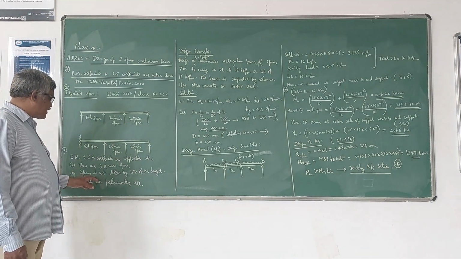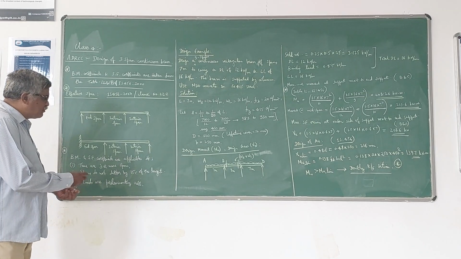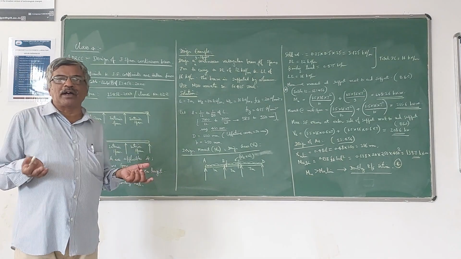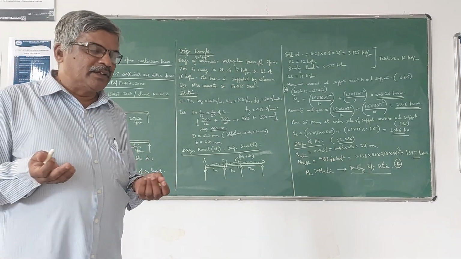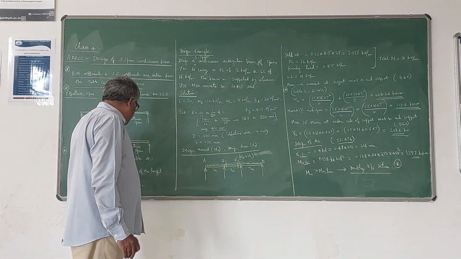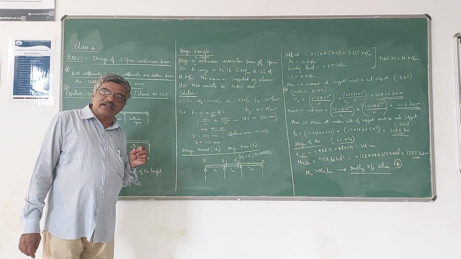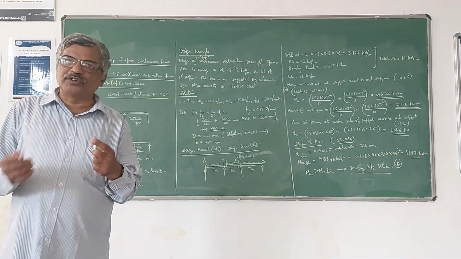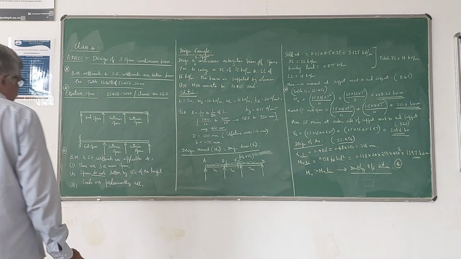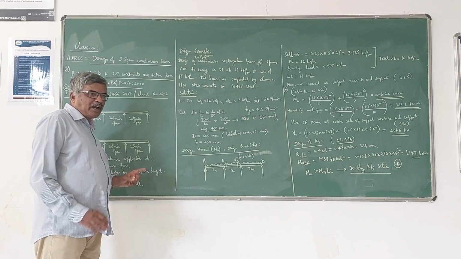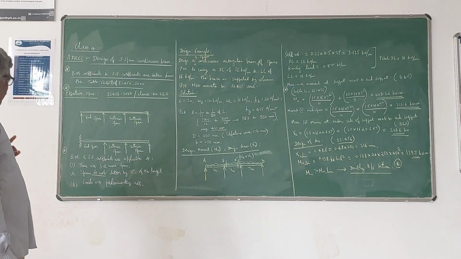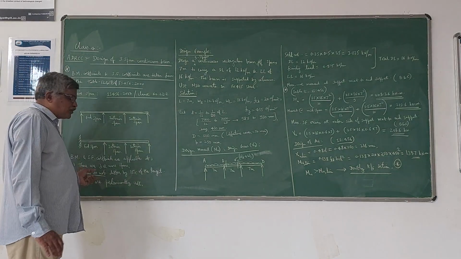The second condition is that spans do not differ by more than 15% of the longest. That means, suppose the longest span is 10 meters, let us say, the other spans should be in the range of 8.5 meters and above. That means it should not vary more than 15%, so 8.5 meters to 10 meters. If the spans are like that, then you can use these coefficients.